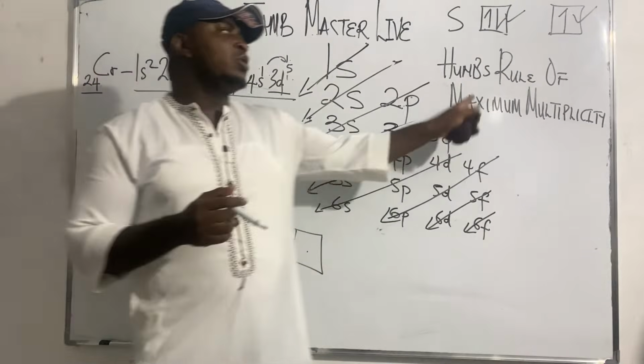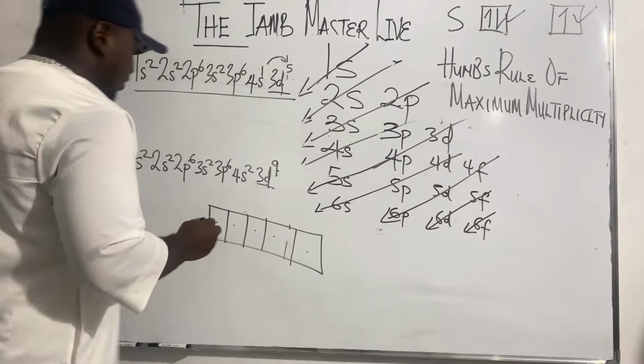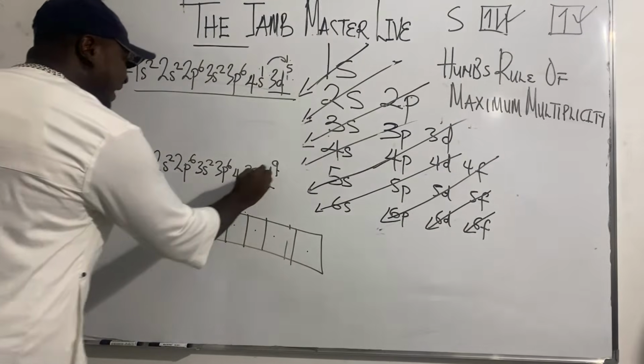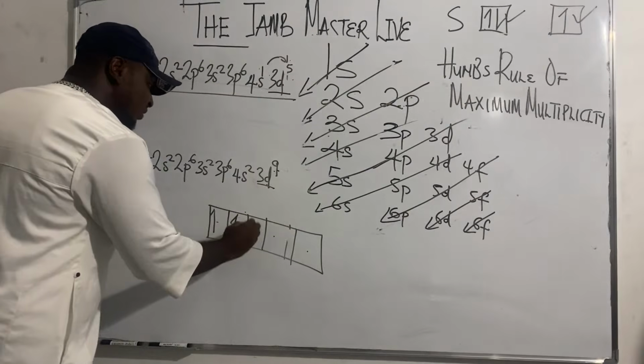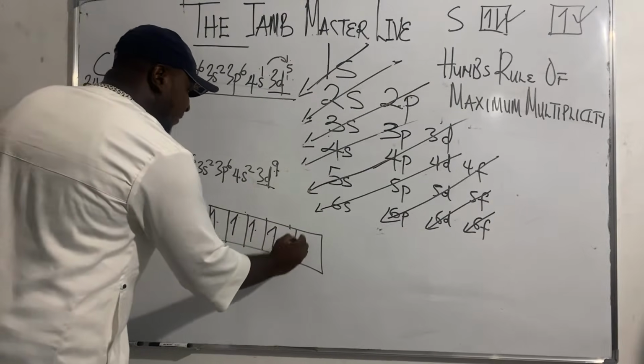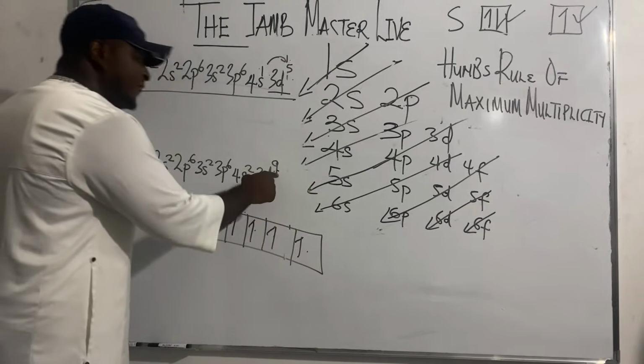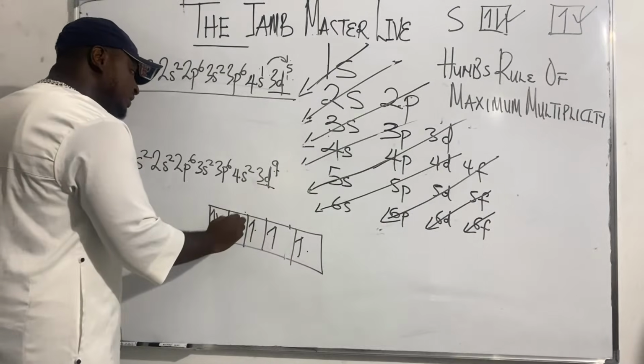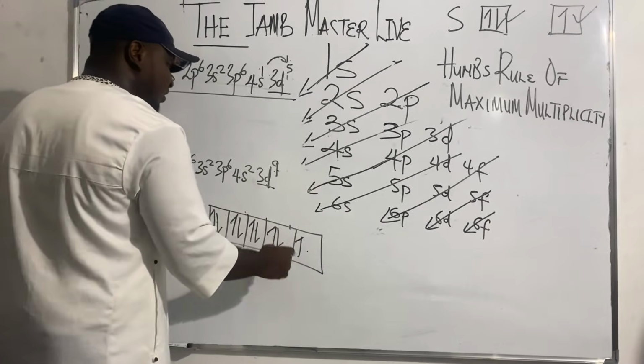Now, following Hund's rule of maximum multiplicity, what did I tell you? You first start filling singly. So you have 9 electrons to fill, but give everybody 1 first. Fill singly before pairing. You have filled 5, remainder 4 to make 9. Now start pairing.